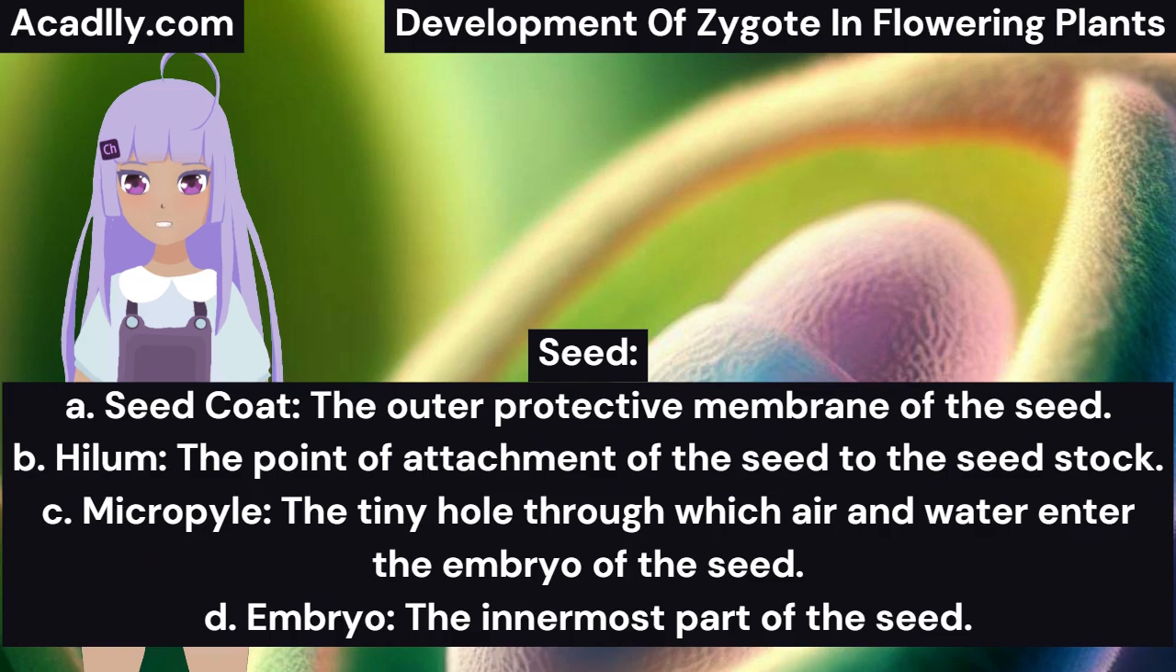As the embryo develops, the ovary and ovules undergo changes and develop into fruits and seeds, respectively. Seed. A seed is the ripened, fertilized, and developed ovule. It comprises the following parts: A. Seed coat, the outer protective membrane of the seed; B. Hilum, the point of attachment of the seed to the seed stalk; C. Micropyle, the tiny hole through which air and water enter the embryo of the seed; D. Embryo, the innermost part of the seed.